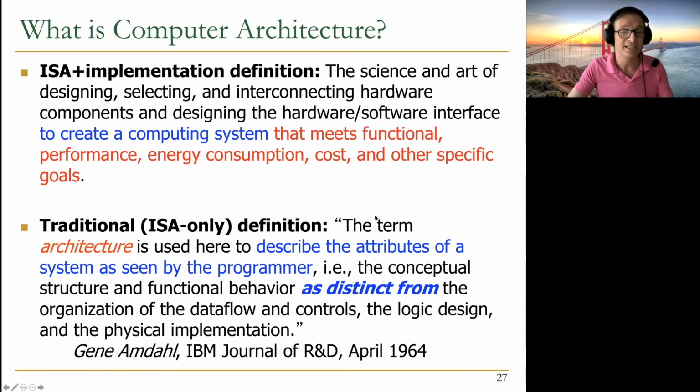And basically here he says that the term architecture is used to describe the attributes of a system as seen by the programmer. Essentially, whatever the programmer sees is architecture, or ISA in this case, i.e. the conceptual structure and functional behavior, as distinct from the organization of the data flow and controls, as we will see, the logic design and the physical implementation. So these things are separate. You have a conceptual structure and functional behavior exposed to the programmer. Underlying data flow, control logic, logic design, and physical implementation, the programmer doesn't know about it necessarily, right?